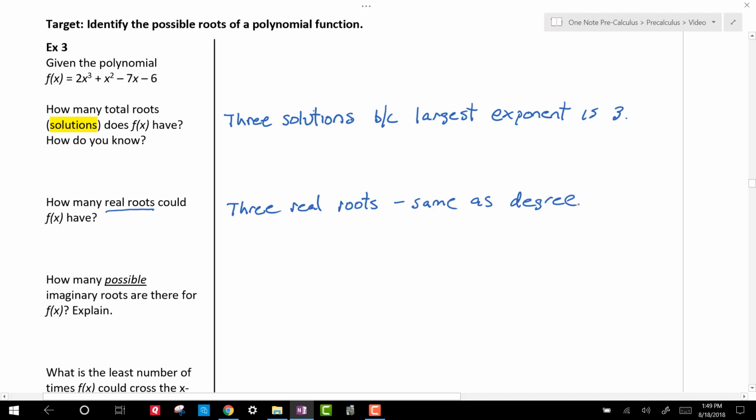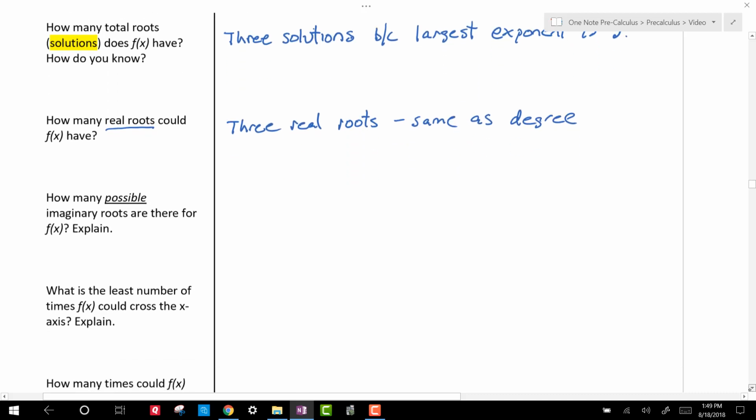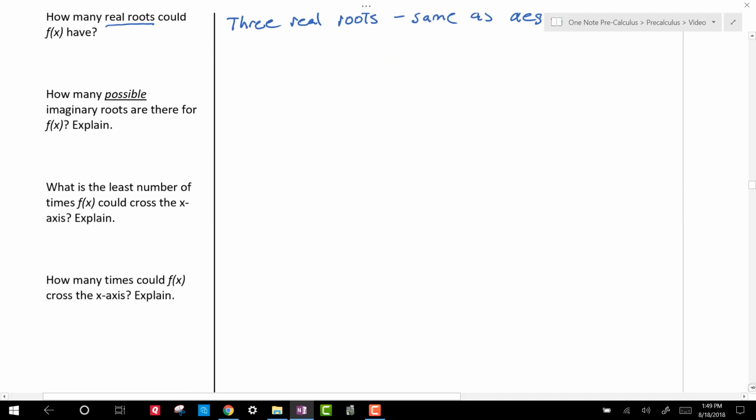All right? But when we talk about how many possible imaginary roots, now you have to think that imaginary roots come in pairs. So how many possible imaginary roots? Well, there can only be 2 imaginary roots because imaginaries come in pairs. So if there are only 3 roots total, then there can only be 2 imaginaries.